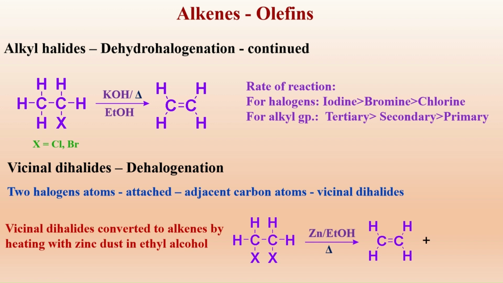When this is treated with zinc and ethanol, it eliminates as zinc halide. If X is bromine, I get zinc bromide as the byproduct. If it is iodine, I get zinc iodide as the byproduct. Generally, X should be bromine, and we get zinc bromide as a byproduct.